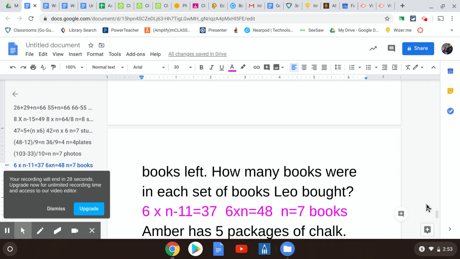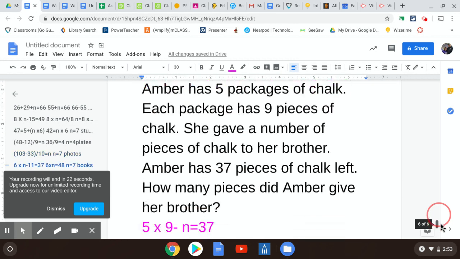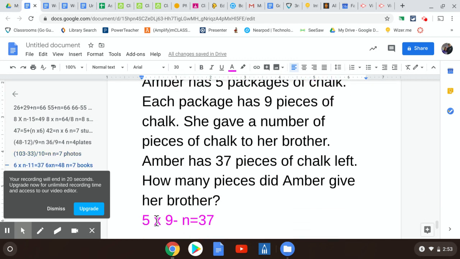Okay. I don't have time for the last one, so I am just going to leave us with this. I will show you it really fast. You should have done 5 times 9 minus N equals 37. You would have taken 5 times 9, which equals 45. You would have brought this N over here to make it positive. You would have subtracted 37 over here, and you would have gotten 8 pieces.